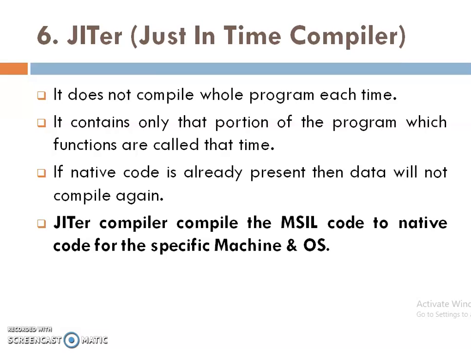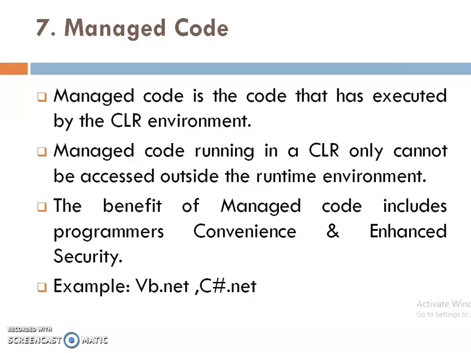The next component is the just-in-time compiler. It does not compile the whole program each time. It compiles only that portion of the program whose functions are called at that time. If native code is already present, the data will not be compiled again. Just-in-time compiler compiles the MSIL code to native code for the specific machine and operating system.